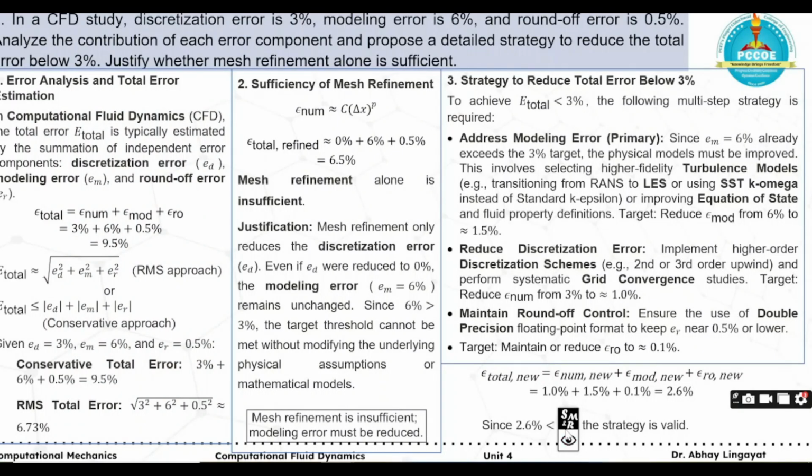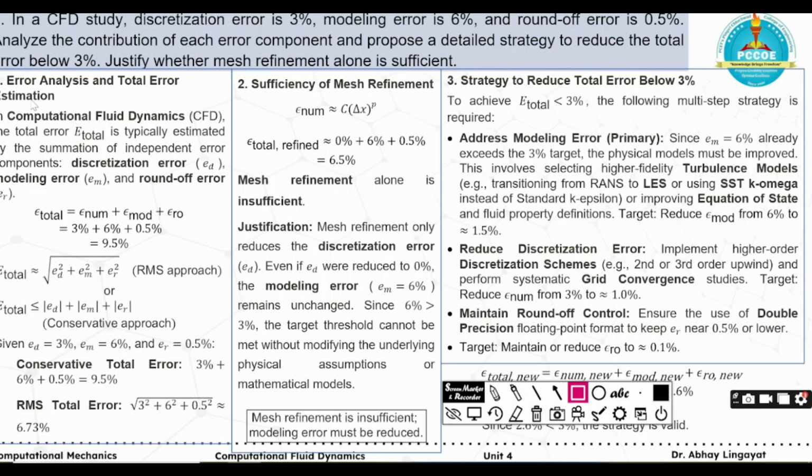So this is the third numerical. In the CFD study, discretization error is 3%, modeling error is 6%, and round off error is 0.5%. Analyze the contribution of each error component and propose the detailed strategy to reduce the total error below 3%. Justify whether mesh refinement alone is sufficient.